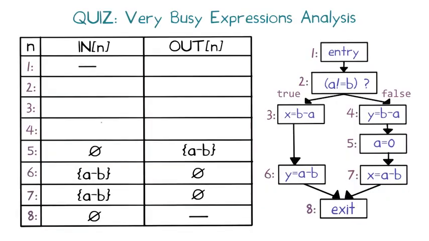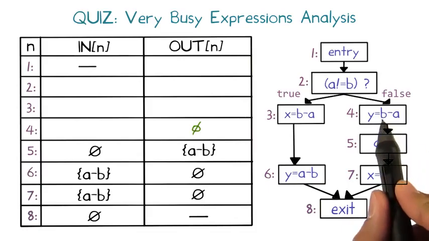Let's trace the chaotic iteration algorithm through until it completes its iteration. Note that since we don't have any loops in this program, we will only need to make one pass upwards before the in and out sets stabilize. Let's look at node 4. Its only successor is node 5, and so we copy the in of 5 to the out of 4. Since out of 4 is empty, we have no expressions to kill. All we need to do is add b minus a to this set, since this expression is being used at this node.